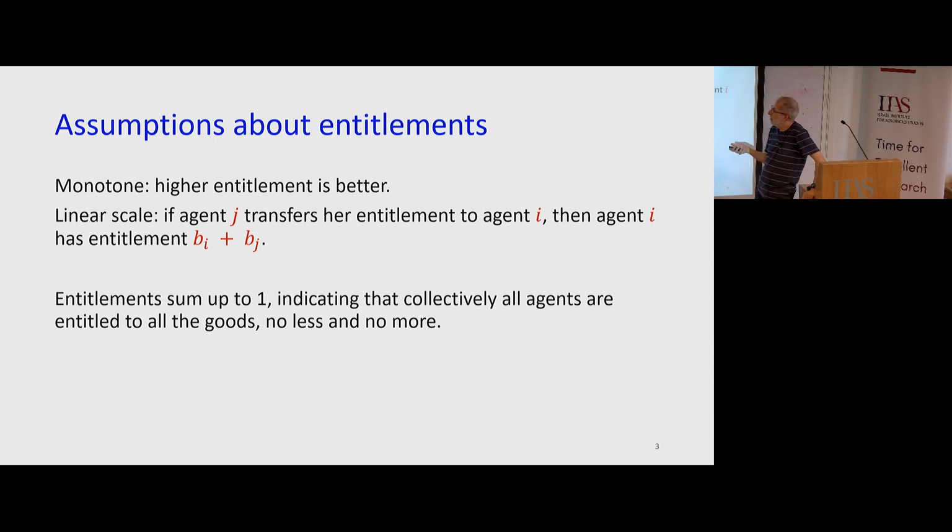Or another way of thinking of it is that if an agent j transfers her entitlement to agent i, then the new entitlement of agent i would be the sum of the two entitlements. So in some sense, we think of it as being on a linear scale. And we also assume that entitlements sum up to 1. So this indicates that collectively all agents are entitled to all of the goods, not less and not more. There is also literature on what happens when the entitlements do not sum up to 1. There's a lot of Talmudic literature that you may have heard of, such as Shnayim Ochazim Betalit, about what you should do if entitlements do not sum up to 1.